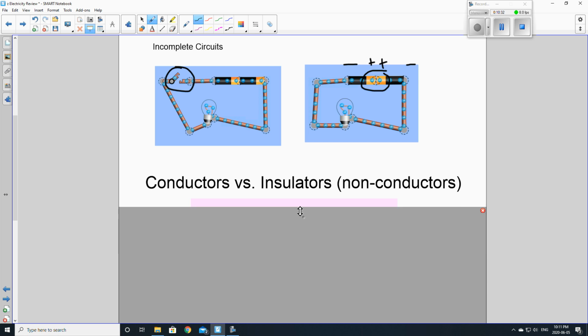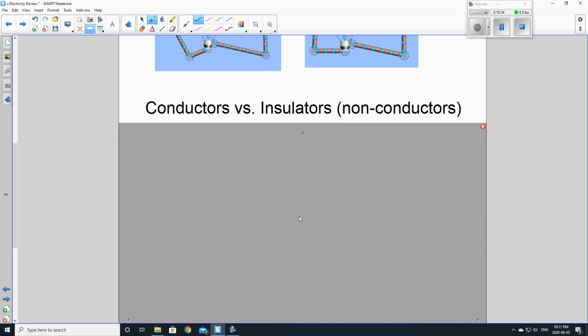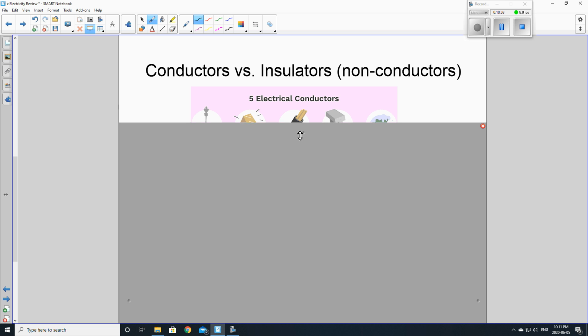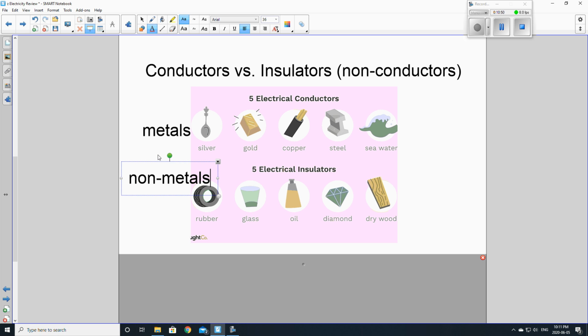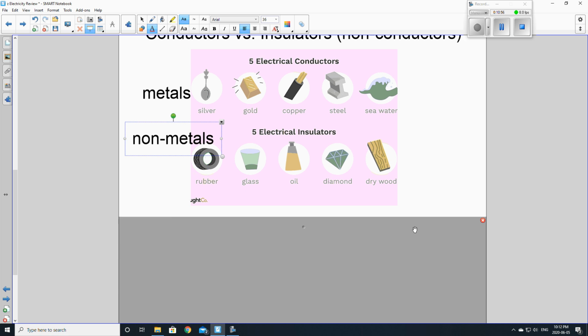Next up, we also talked about conductors versus insulators. We've got five electrical conductors, and all of these are metals. Generally, metals are conductors, and non-metals are electrical insulators, such as rubber, glass, oil, diamond, or dry wood.